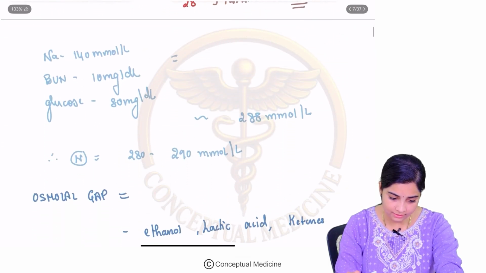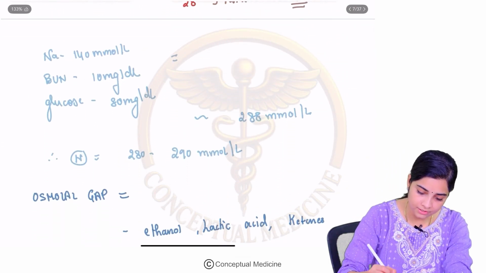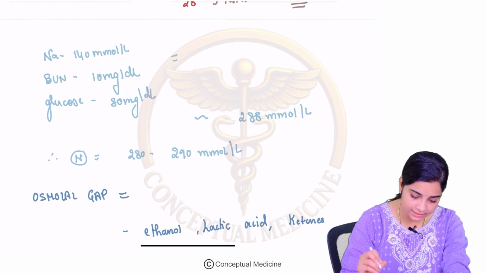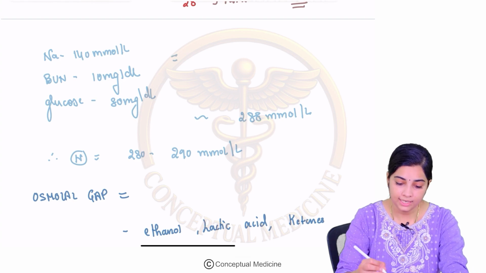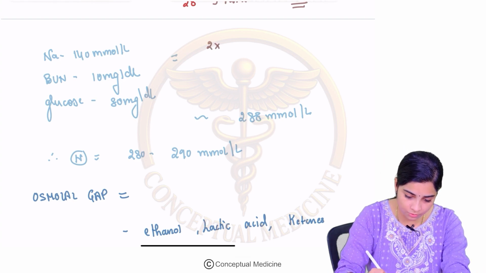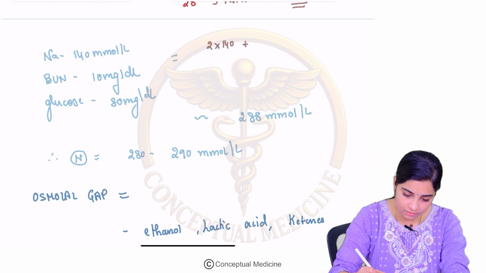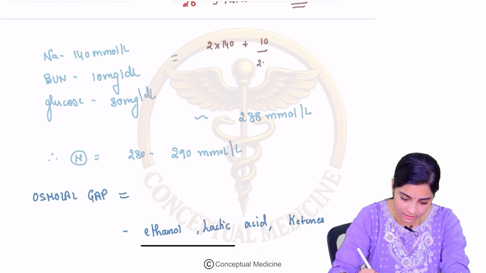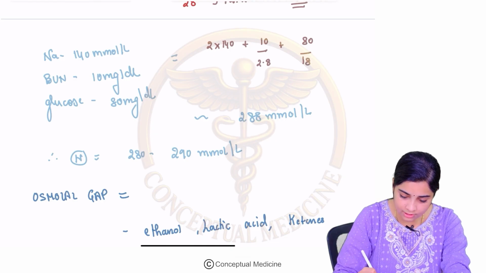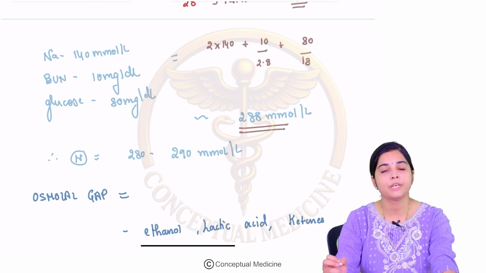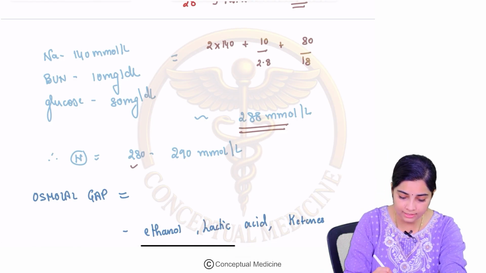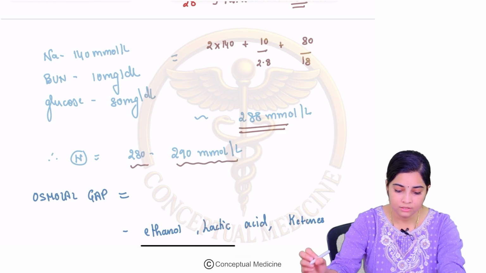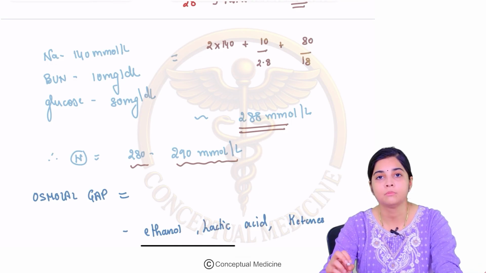So let us understand this. For example, the patient's sodium is 140, BUN is 10 and glucose is 80. So how do you calculate the osmolality from this? It is given by 2 into 140 plus 10 by 2.8 plus 80 by 18, which comes out to approximately 288 millimoles per liter. Right? So the normal plasma osmolality is 280 to 290 millimoles per liter.